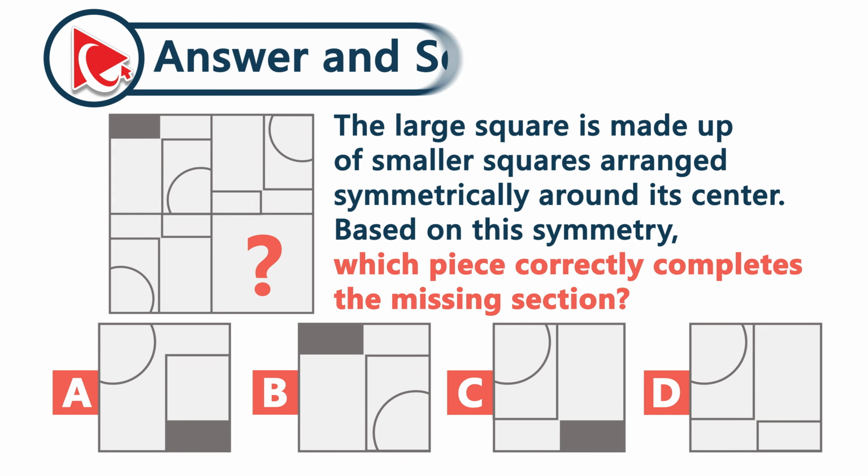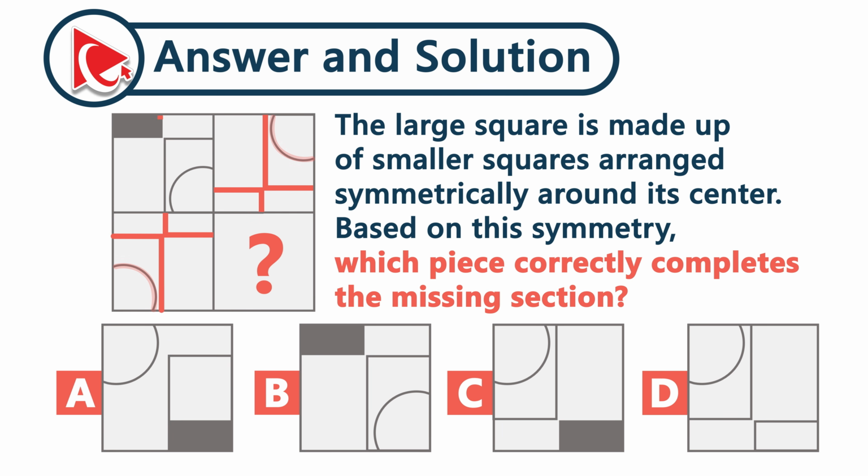Let's break it down. Check how curves and corners align. Notice the dark squares and their reflections. So, which piece brings the perfect balance to this puzzle? The correct answer here is choice C.